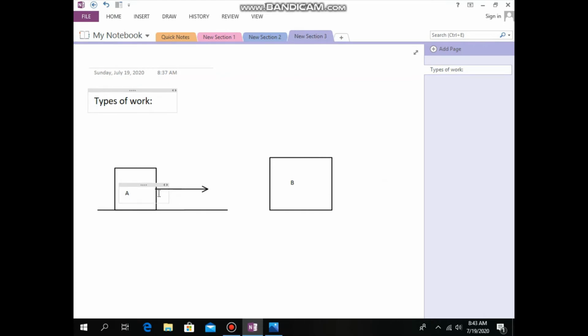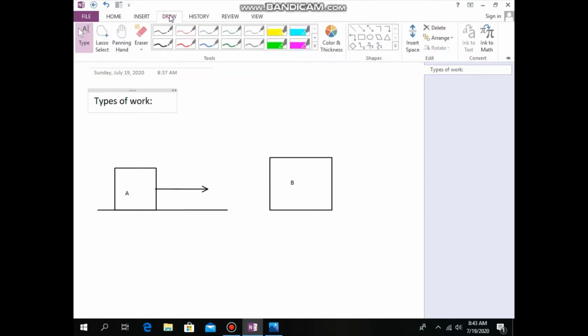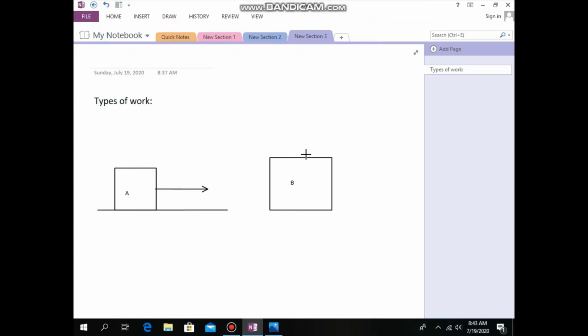In case of box A, I'm pulling it horizontally on the ground, and box B, I am pulling upward. Now, are the types of work the same for both of these? Definitely no.